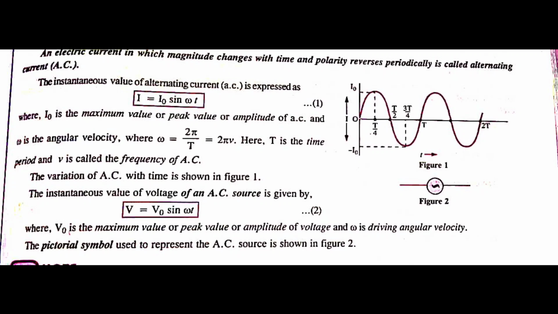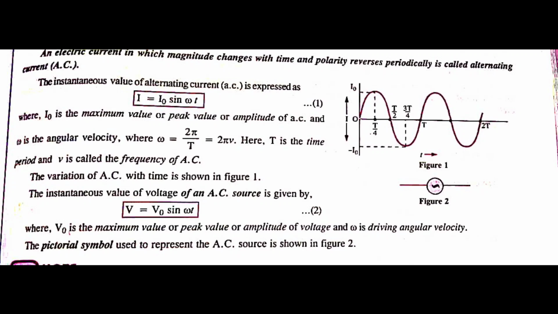The instantaneous value of alternating current is given by I is equal to I naught sine omega t. So it looks like a sine or a cosine wave current. Here I naught is the maximum value or peak value or amplitude of the AC current, where omega is the angular velocity. We know the relation of omega with the time period: omega is equal to 2 pi divided by T, which is also 2 pi nu, where nu is the frequency, and the variation of the AC is shown in the given figure.